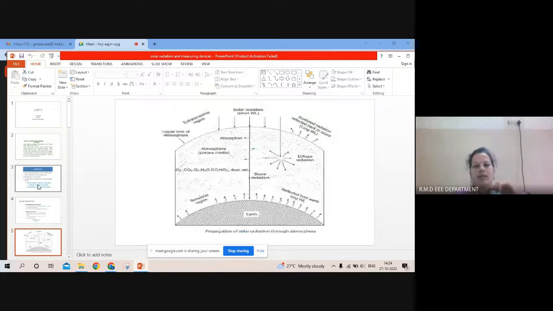This diagram clearly shows the extraterrestrial radiation and the terrestrial radiation. The extraterrestrial is the one which reaches the top of the Earth's atmosphere, whereas the terrestrial is the radiation which, after reaching the atmosphere, is reflected and absorbed by things present in the atmosphere like dust, oxygen, carbon dioxide, etc. These are the terrestrial radiation.